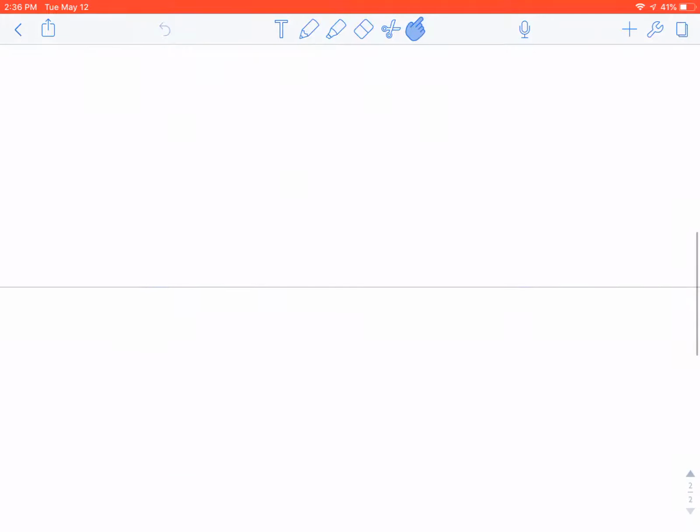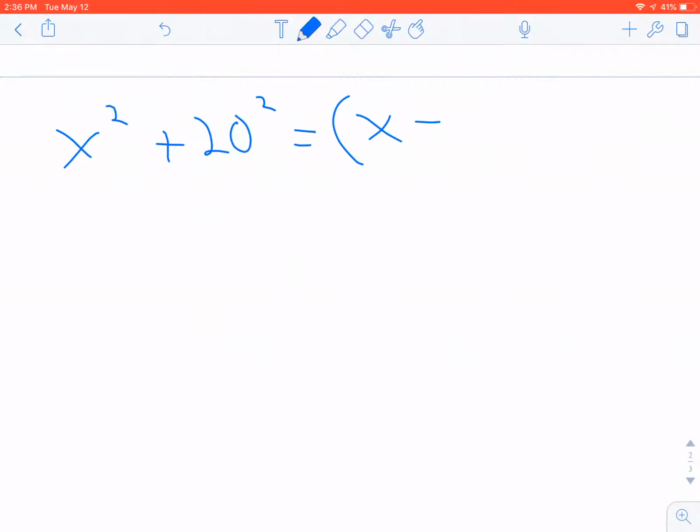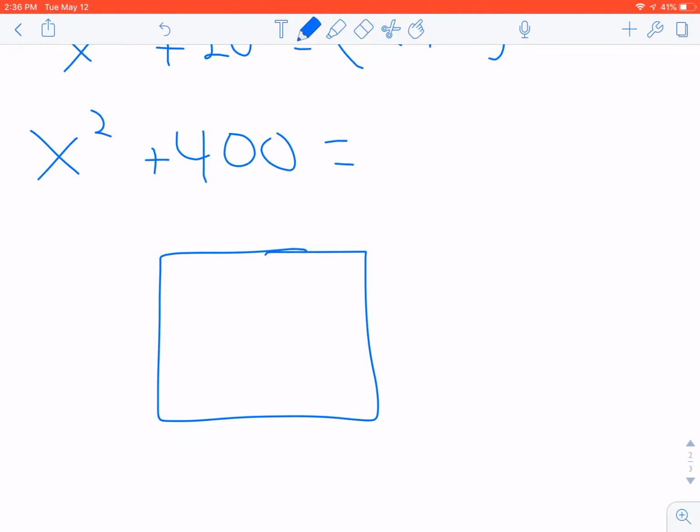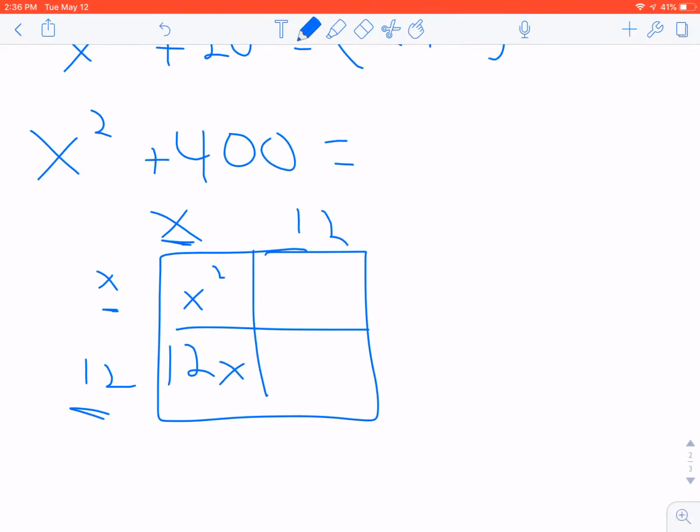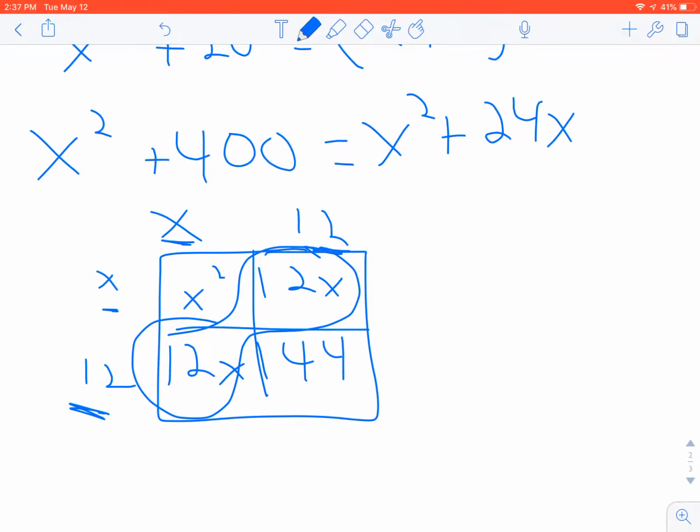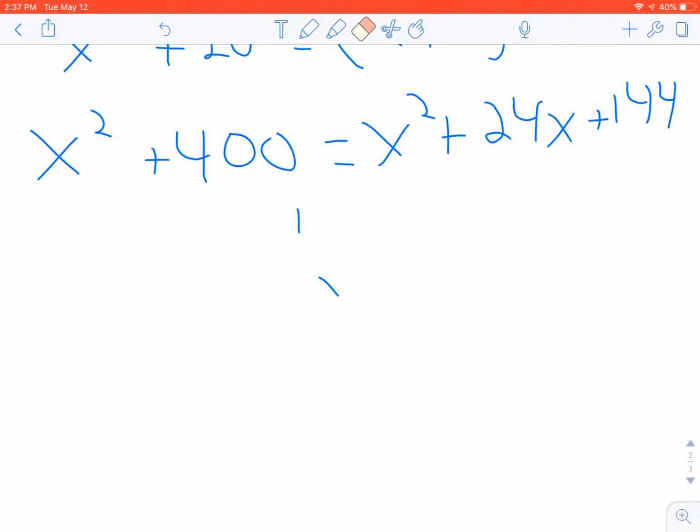So we had x squared plus 20 squared is equal to x plus 12 squared. All right, left-hand side: x squared plus 20 squared is 400. Now, if I were to box this, you have x and 12, x and 12. X times x gives you x squared. X times 12 gives you 12x. X times 12 gives you 12x. 12 times 12 gives you 144. When I combine my like terms, remember the diagonals will be your like terms, so the x squared does not change. This becomes plus 24x plus 144. So that is if you decide to box this and not FOIL it.